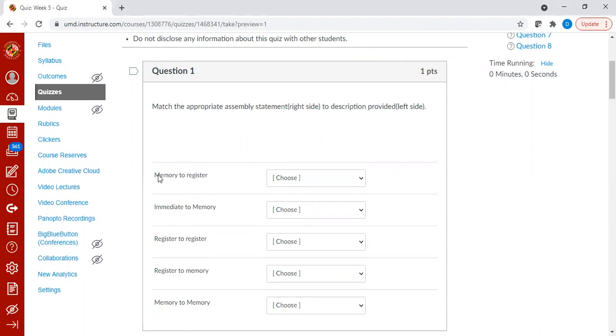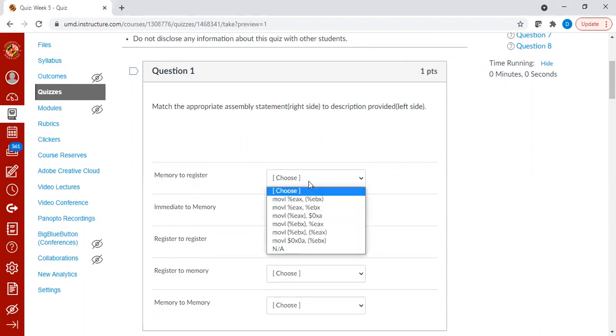So we need to find out memory to register, which statement matches that. This is in the AT&T syntax. So memory references are given with a parenthesis. So it could be either this, this, or this, these three options. We need to transfer the memory to register. Therefore, we need to find out the destination is a register. Naturally, the one that I highlighted is the answer because it has a parenthesis here.